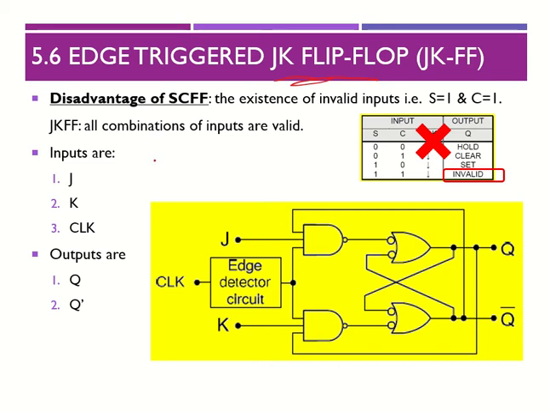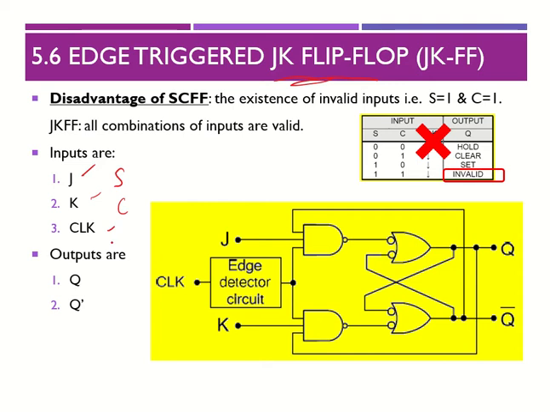In the JK flip-flop, you're going to have similar inputs. You're going to have a J and a K. Previously we had S and C, but now we change to J and K, and we also have a clock. So this is common, and the outputs are also Q and Q bar.